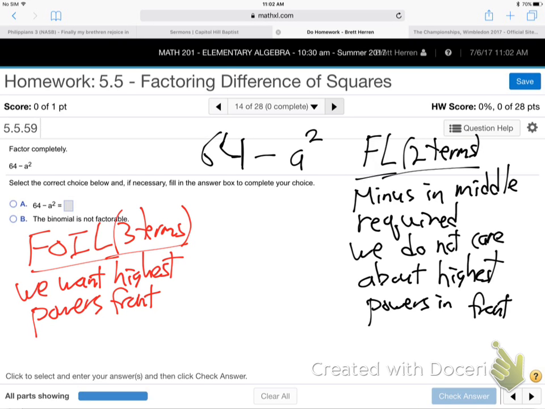So look at this one here. Am I going to reorder this one? Or am I happy the way it sits? Do I care that a squared's at the back? No, I don't care. It's just two terms. Now, if it was three terms, if it was like 64 minus 8a minus a squared, three terms, I would go, oh, got to reorder it. Got to put the biggest power in the front. Got to go biggest to littlest. You know, I would do that.